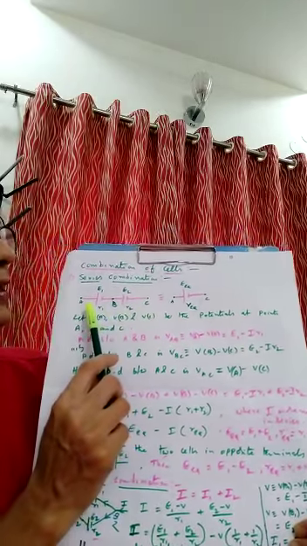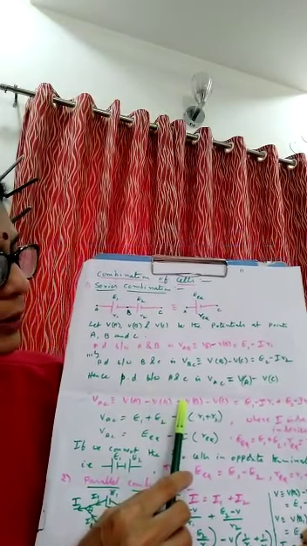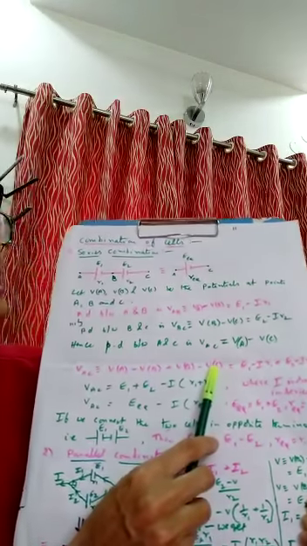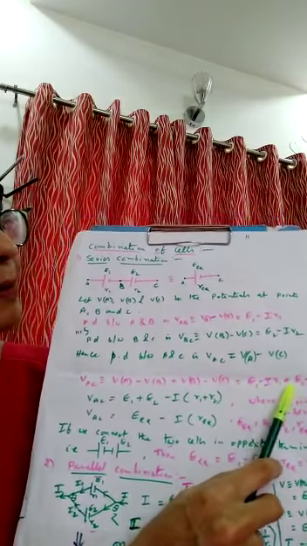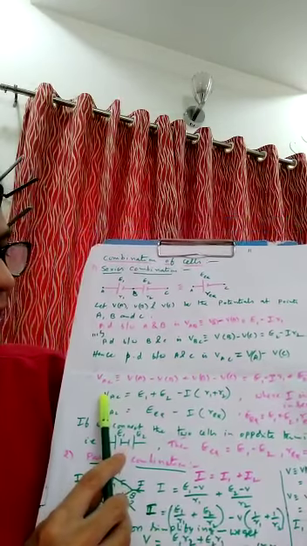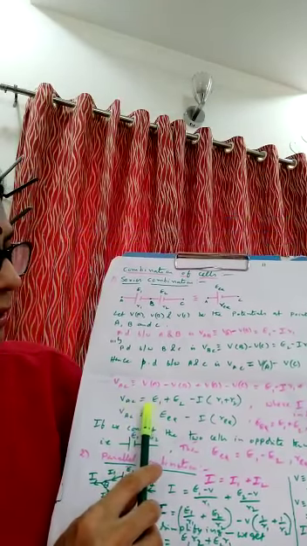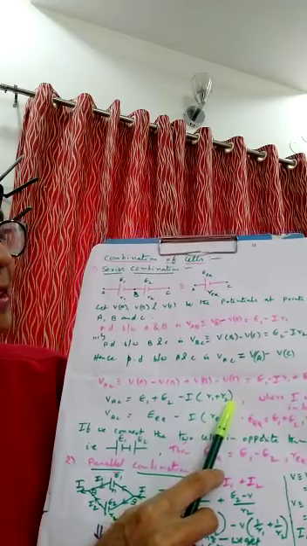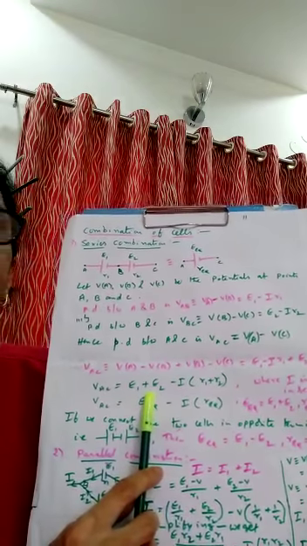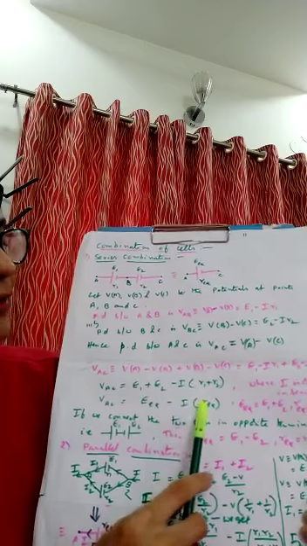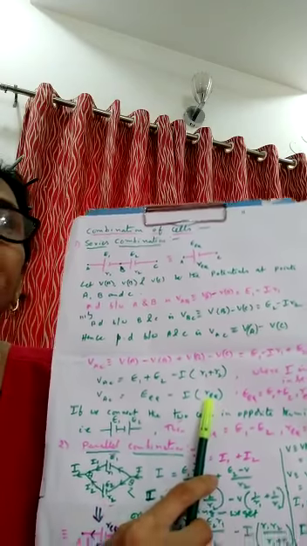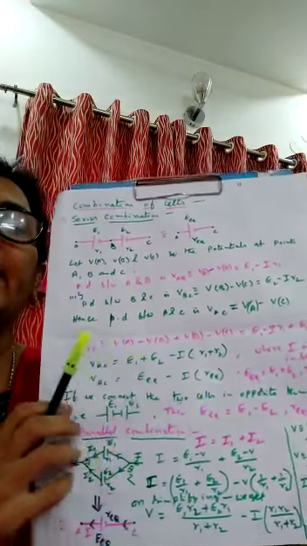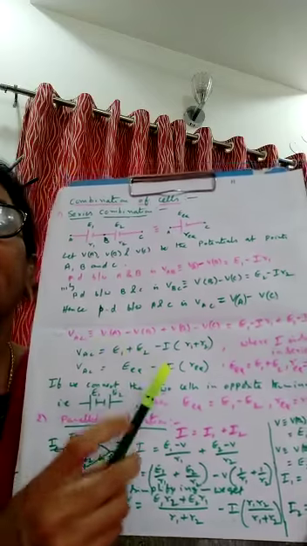What is the potential difference between A and C? VA minus VC is equal to VA minus VB plus VB minus VC here. Then E1 minus Ir1 plus E2 minus Ir2. Or we will write VAC is given by E1 plus E2 minus I into r1 plus r2. What is E1 plus E2? It is nothing but equivalent EMF, and r1 plus r2 is equivalent internal resistance. In this way we are able to find out the equivalent internal resistance and equivalent EMF when the two cells are connected in series.